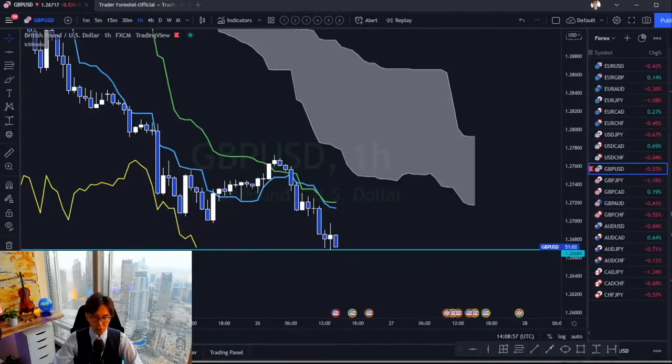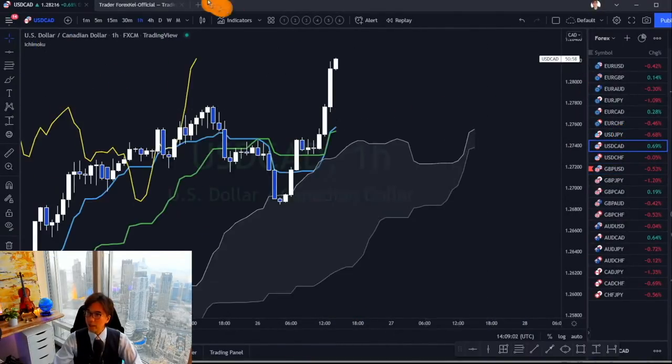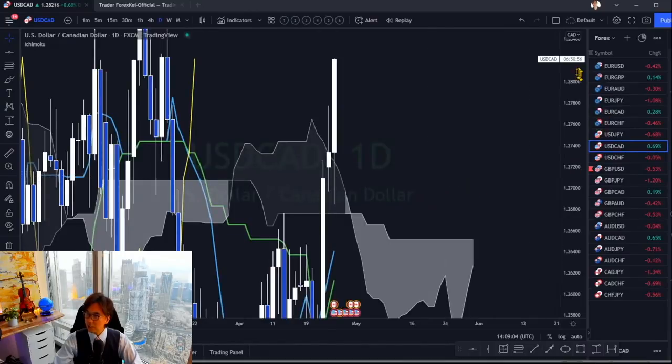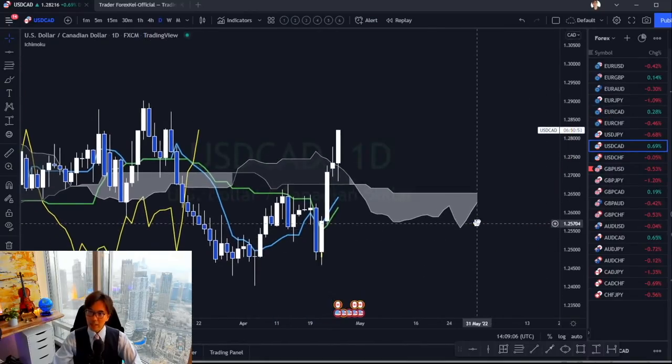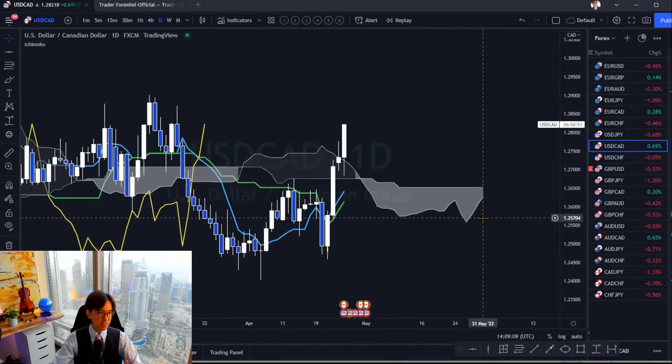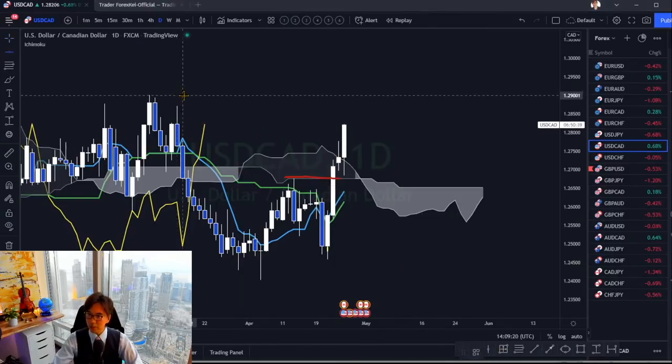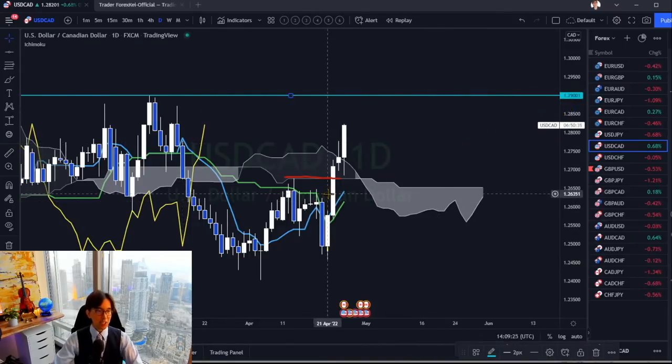So let me switch back to TradingView and USD CAD. Okay, and let me first talk about the daily time frame. So on the daily time frame, USD CAD is flat in terms of Ichimoku. This is actually up in price action because it broke the resistance and now it's going up. So it may reach up to here, the 1.2900 level.